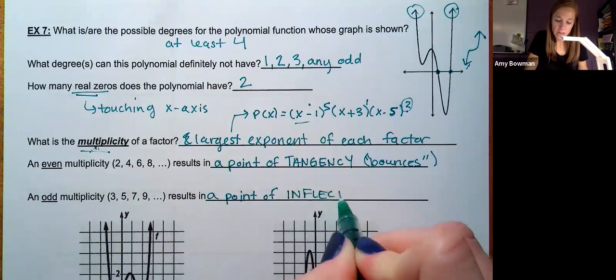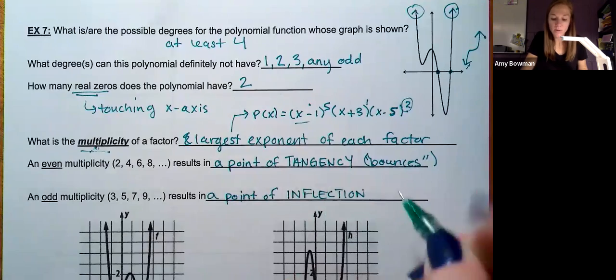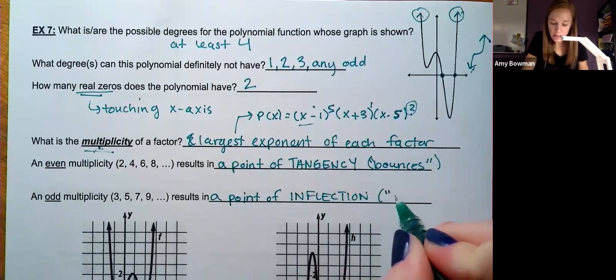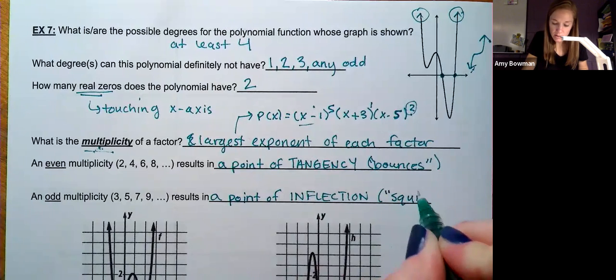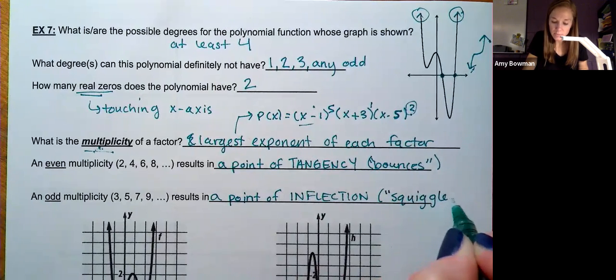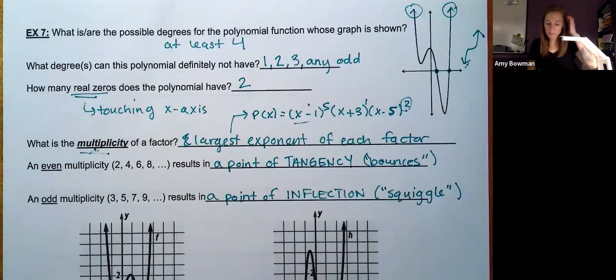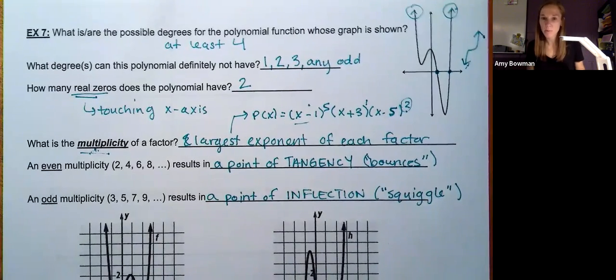Inflection, and the term you'll hear me use, and you heard me last year, is that it squiggles through the x-axis at that point. Squiggle. Okay, obviously those aren't formal terms, but maybe it'll help you remember it. So let's look at what I mean here.